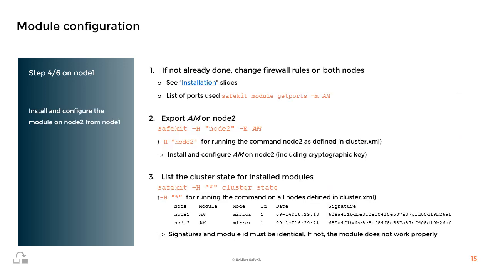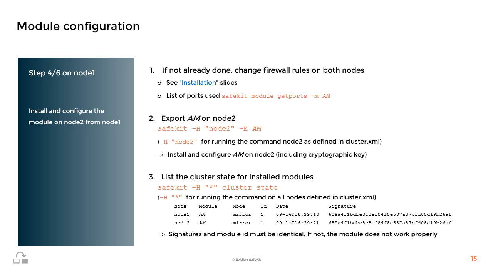Let's move on to step 4 of our scenario, which involves installing and configuring the module on node 2 from node 1. Firstly, if not already done, change the firewall rules on both nodes. Refer to the installation slides for detailed instructions. You can also list the ports used by the module by running the safekit module getports command.